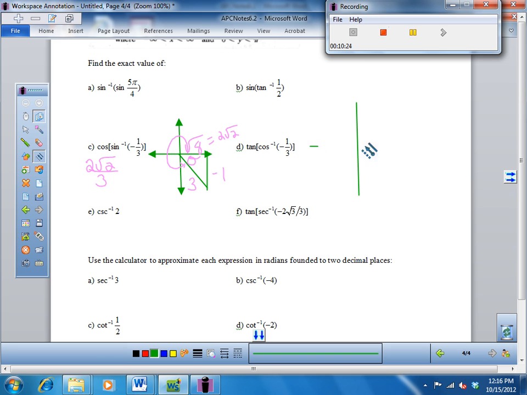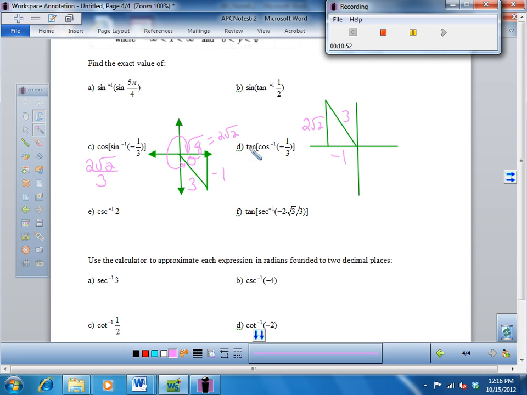So, which quadrant am I going to draw my picture in? Second, because inverse cosine is negative in the second quadrant. So I'm going to draw a picture here, like that. Call this side over here -1, right? Opposite over hypotenuse. Call this side 3. And I get root of 8 again, don't I? So this side over here is going to be 2 root of 2.